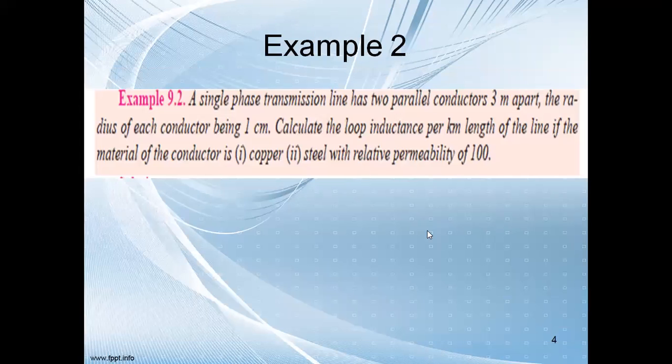Now next we'll proceed to the next problem. A single phase transmission line has two parallel conductors 3 meters apart. The radius of each conductor is 1 centimeter. Calculate the loop inductance per kilometer of the line if the material of the conductor is copper and steel with relative permeability of 100.